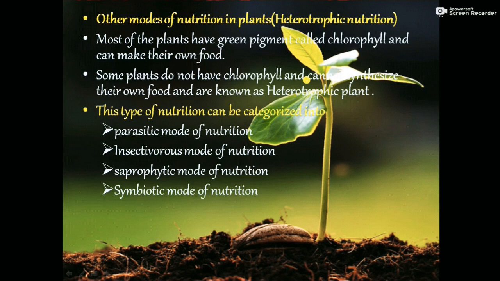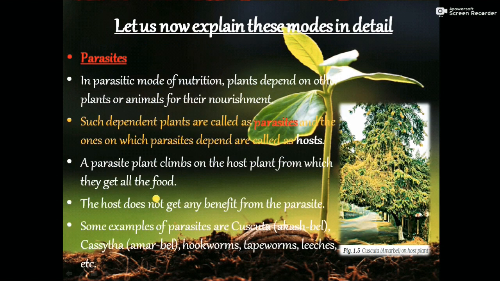The heterotrophic mode of nutrition can be categorized into following type: parasitic mode of nutrition, insectivorous mode of nutrition, saprophytic mode of nutrition, and last, symbiotic mode of nutrition. Let's explain different type of heterotrophic mode of nutrition in details. First, parasitic mode of nutrition.